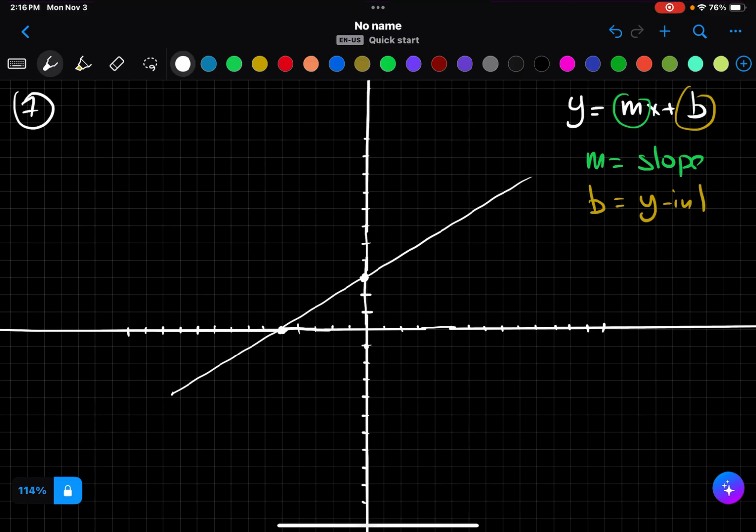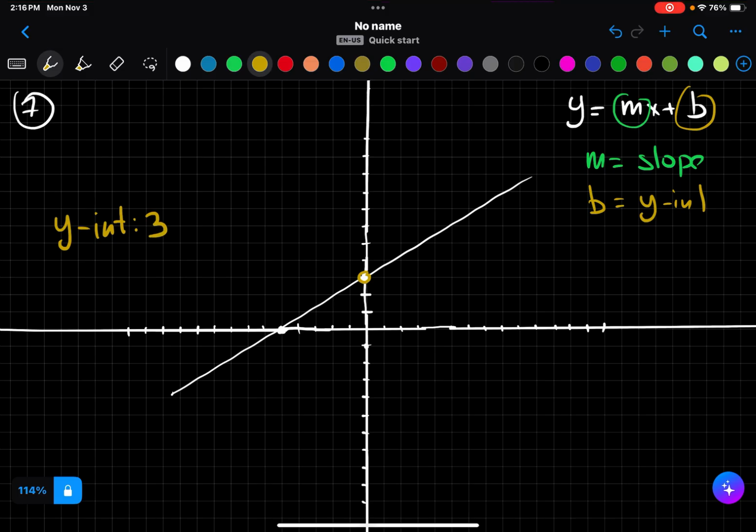Okay. And then you're asked to find the equation of the line. We're going backwards. So just like I told you before, you're always going to start with where that line crosses the y-axis. That is your y-intercept. In this case, it crossed it at positive 3. So your y-intercept is 3.